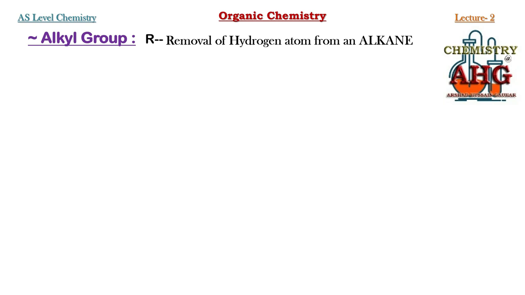Right now, in your AS syllabus we are going to study only those alkyl groups at the most which remove one hydrogen atom. But there are some examples that you will study in your syllabus where more than one hydrogen may have been removed from an alkane. Even if more than one hydrogen atom is removed from an alkane, we will still call it an alkyl group. But generally speaking, you can remember that removal of even one hydrogen atom from an alkane produces an alkyl group.